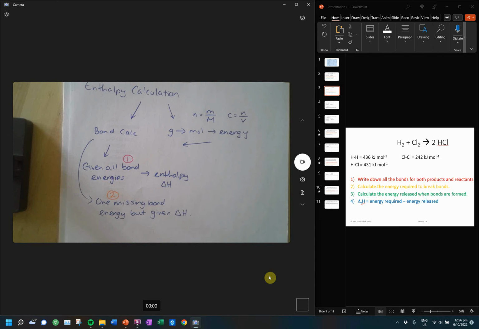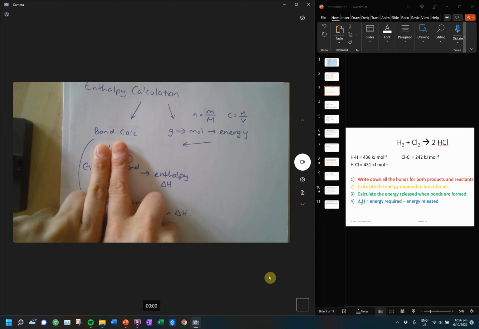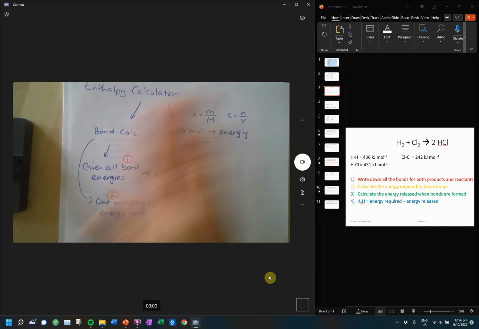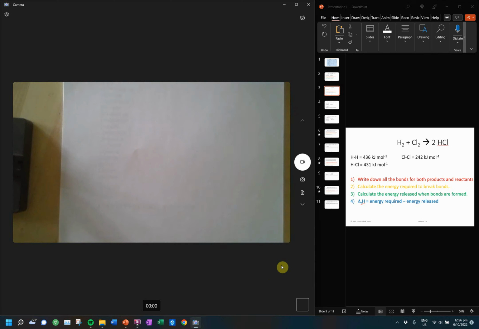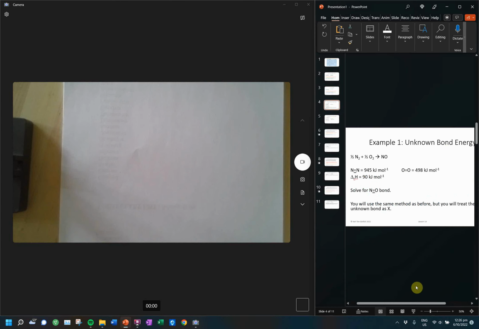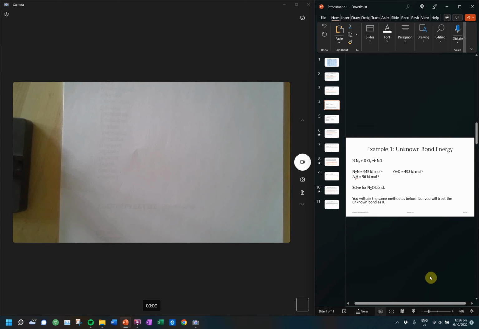When it comes to the assessment, they're going to do basically one of these bond calculations and one of these questions, or maybe 2 of these questions. And it can be any combination of what you see here. So you need to know them all. All right, moving on to this question here. So you can see what I'm saying. An unknown bond example.